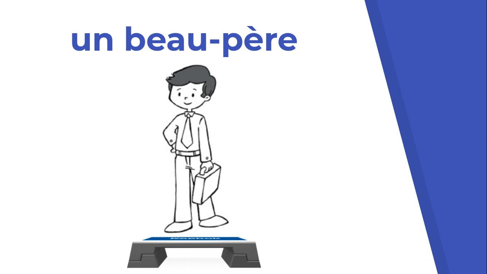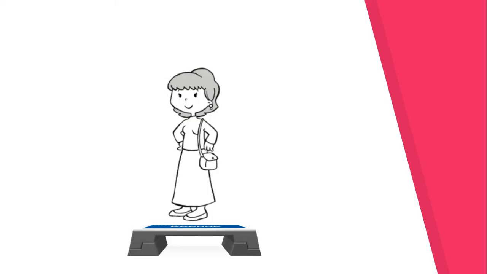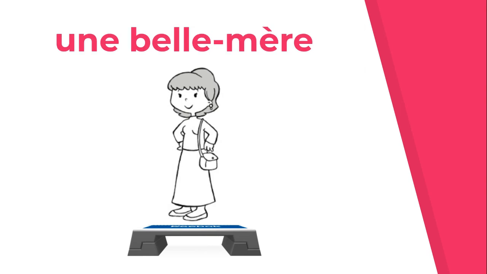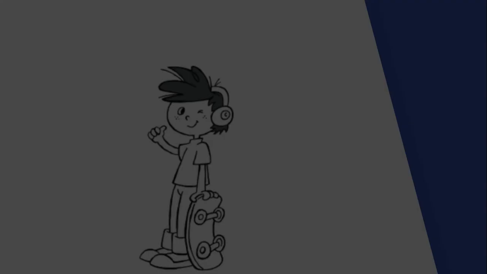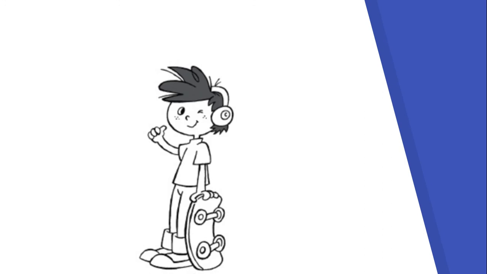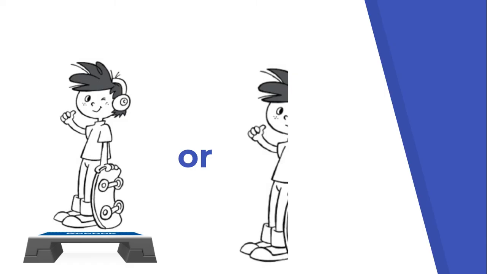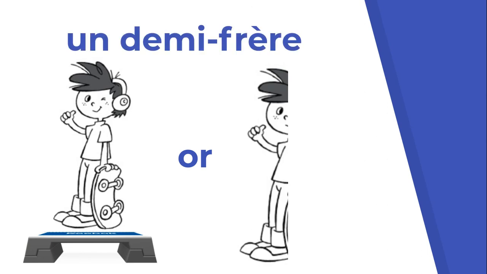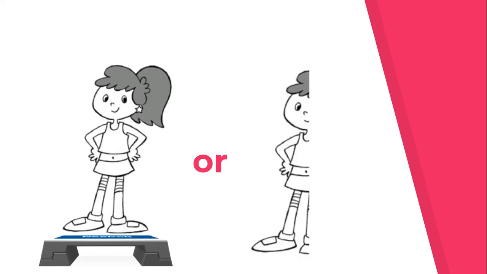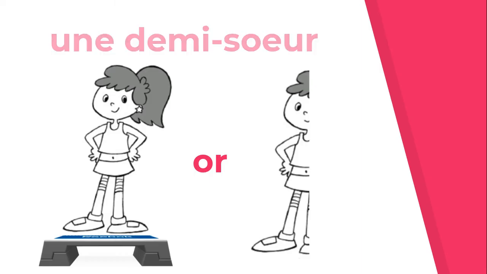3, 2, 1. Une belle-mère. 3, 2, 1. Un frère. 3, 2, 1. Une sœur. Je m'excuse on that one. 3, 2, 1. Un demi-frère. 3, 2, 1. Une demi-sœur.